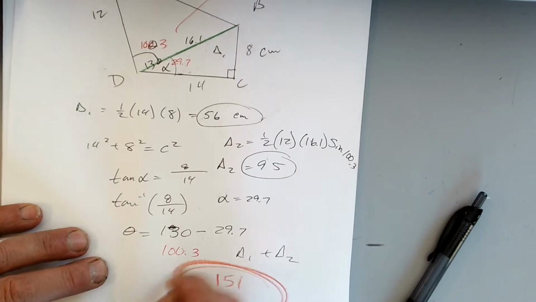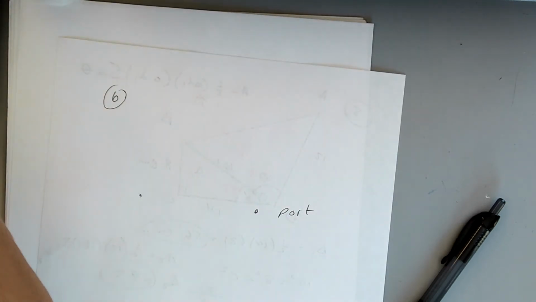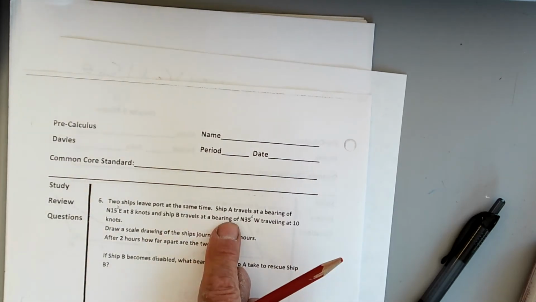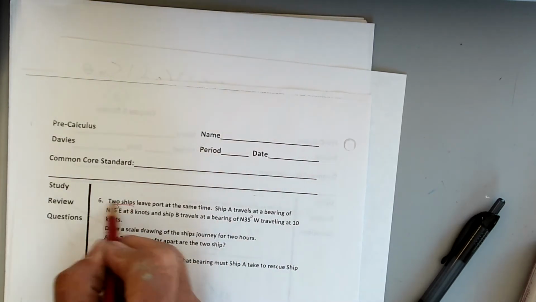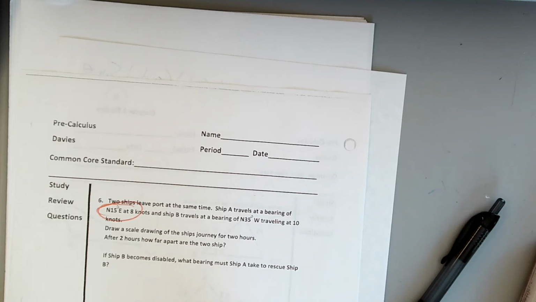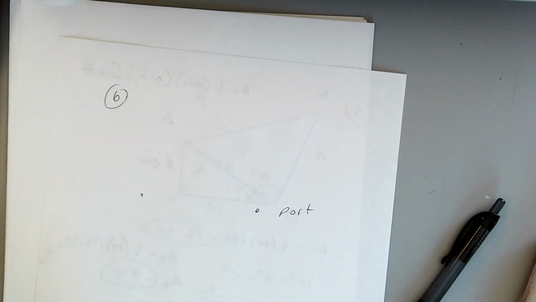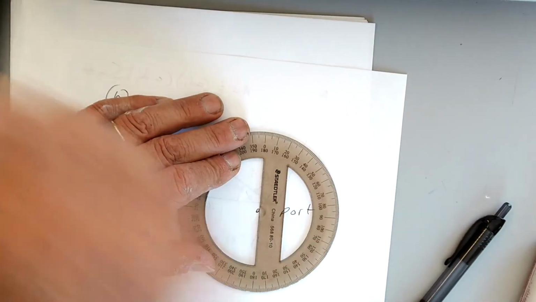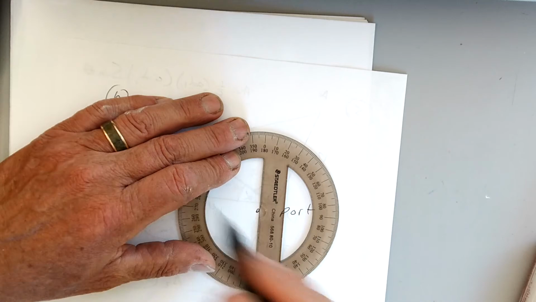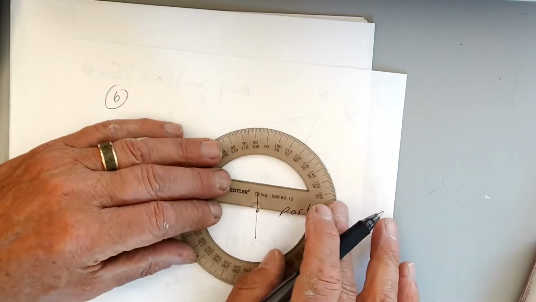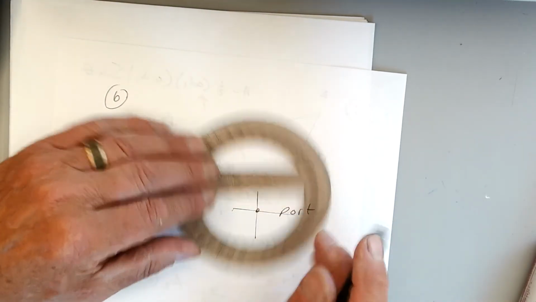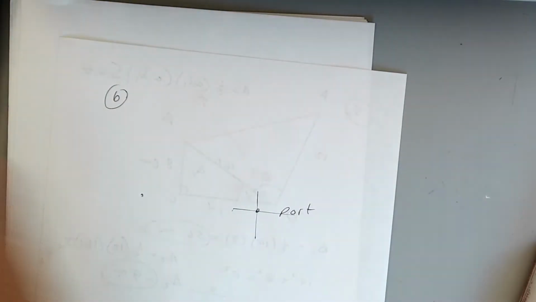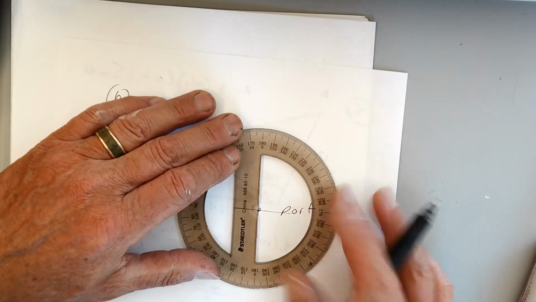151. Okay, all right, now last but not least, number 6. Let's do it. Two ships leave port at the same time. Ship A travels in a bearing of north 15 east. All right, what's that? Okay, so I'll put port over here because I kind of know which way it's going. North 15 degrees east, and we're going to go 8 knots, so 15 degrees, about there.